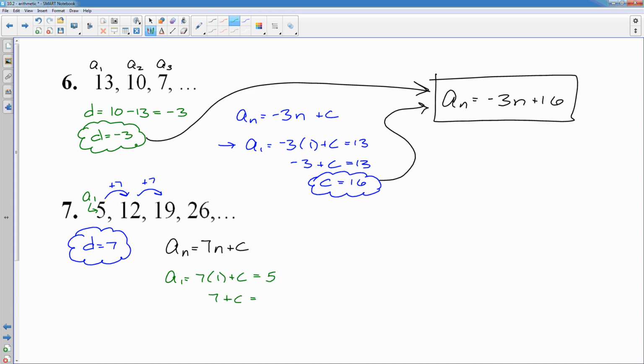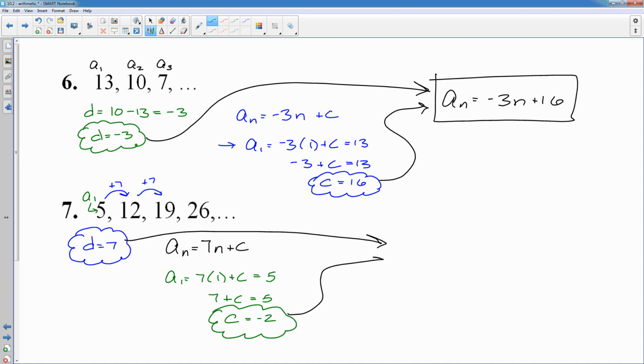7 plus c equals 5. Subtract 7 and you get negative 2 for your c. And then once you solve for your constant, and you roll that into a formula, my nth term is 7n minus 2.